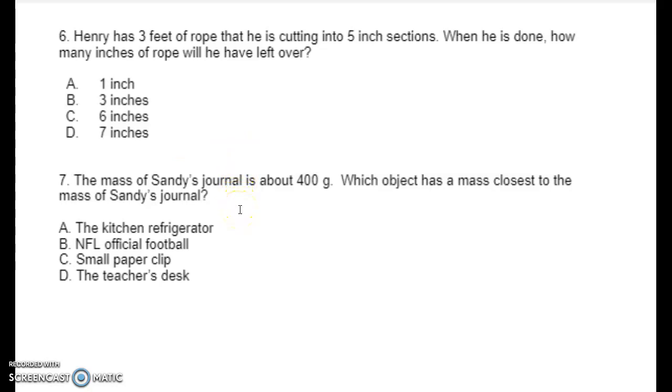Number 7. The mass of Sandy's journal is about 400 grams. Which object has a mass closest to the mass of Sandy's journal? A. The kitchen refrigerator. B. An NFL official football. C. A small paper clip. Or D. The teacher's desk.